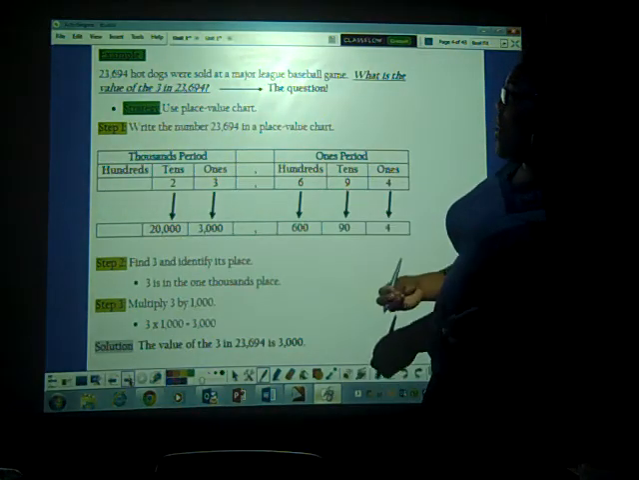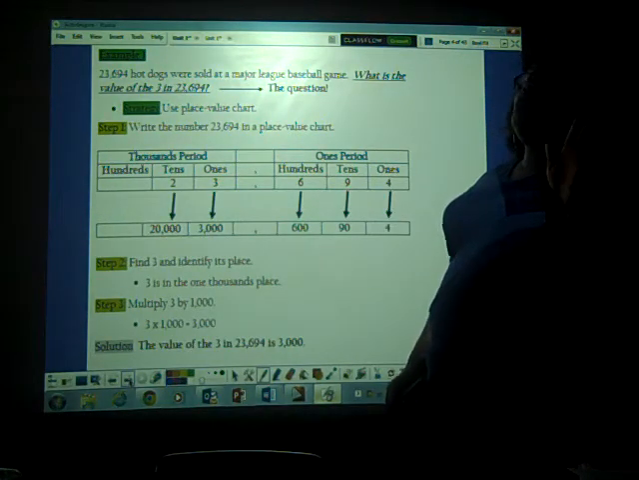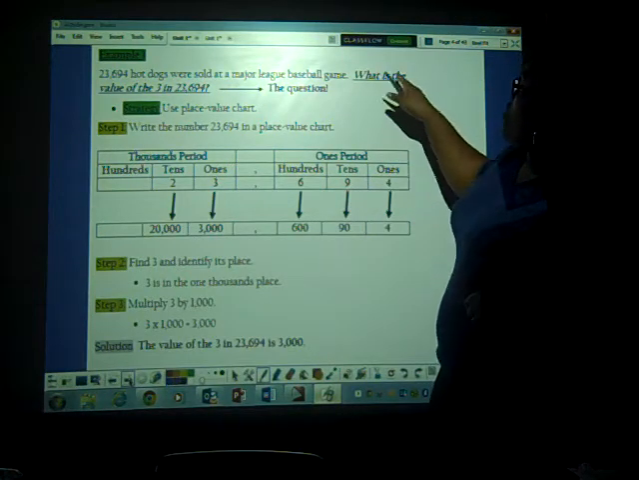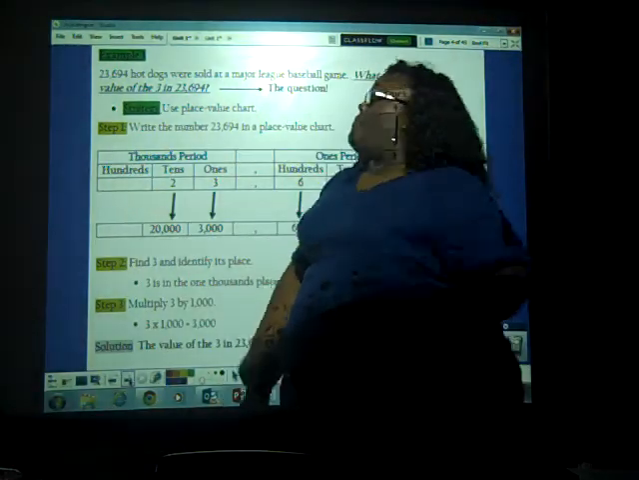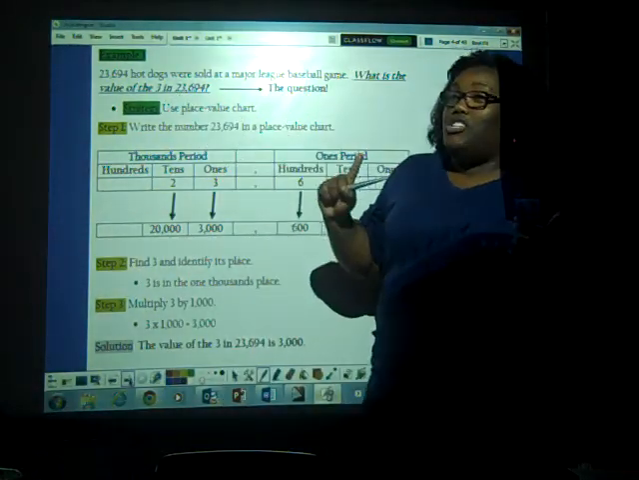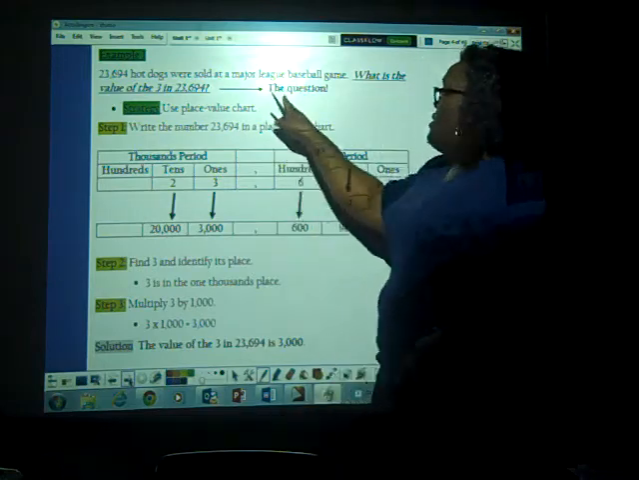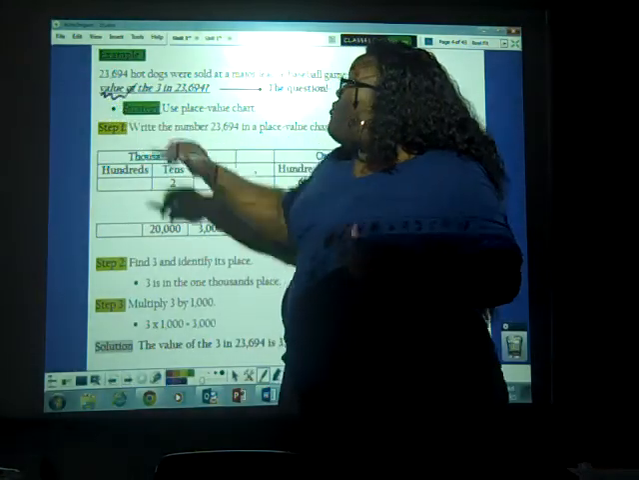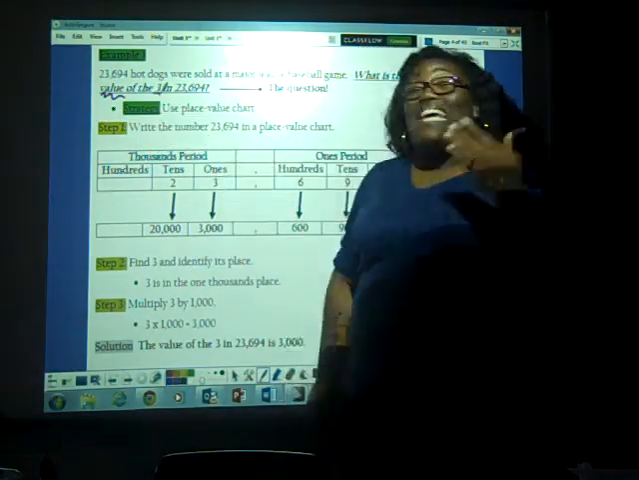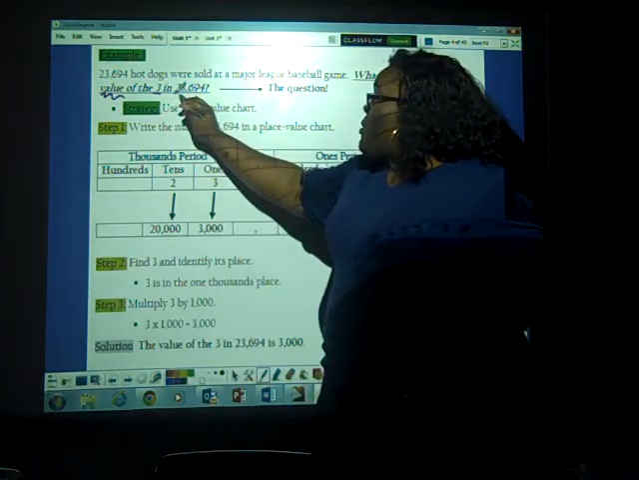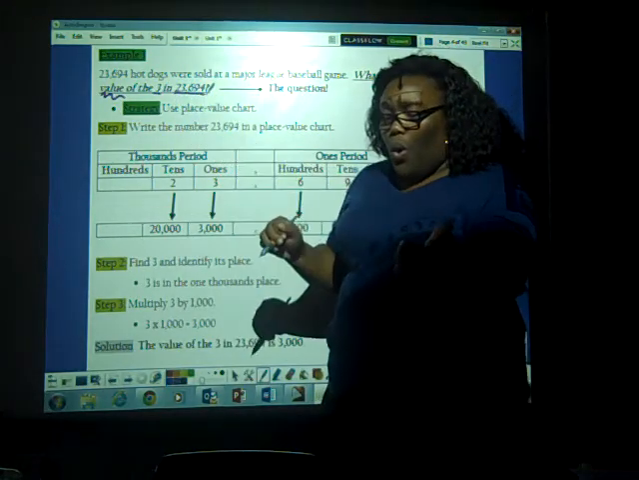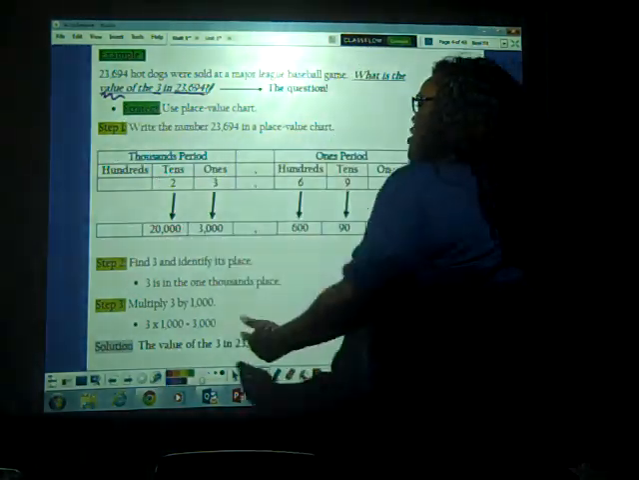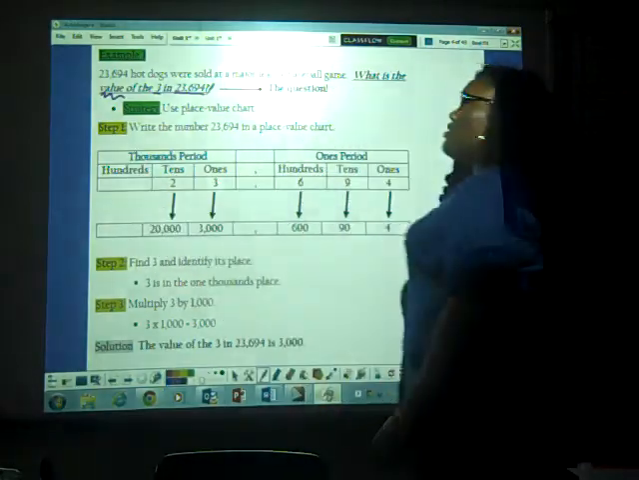23,694 hot dogs were sold at a Major League Baseball game. Well, must be a Braves game. Go Braves! What is the value of the 3 in 23,694? That's my question. They want to know what's the value of what? The value of the 3. In what? The value of the 3 in 23,694.